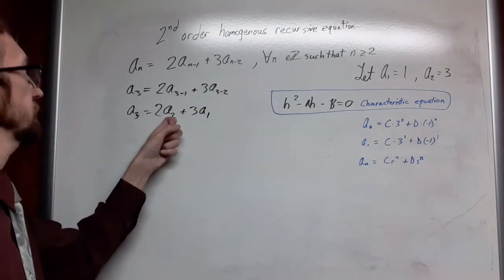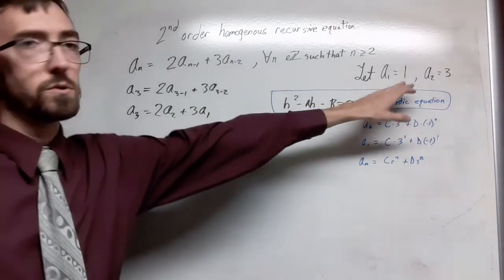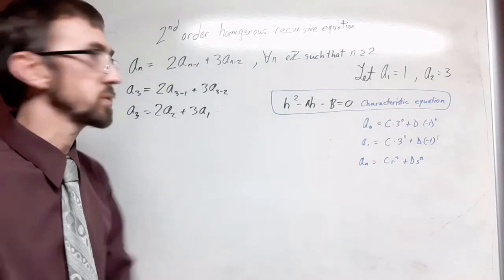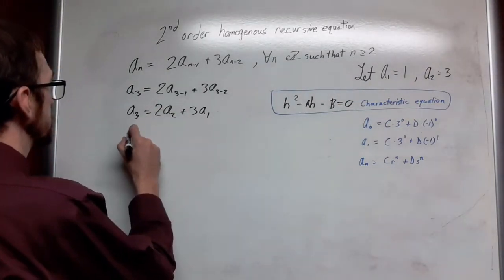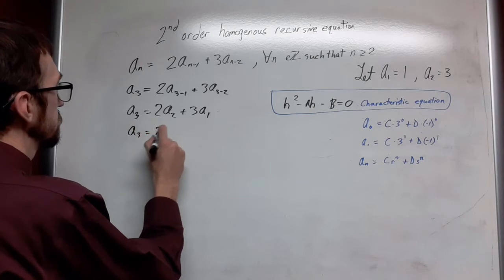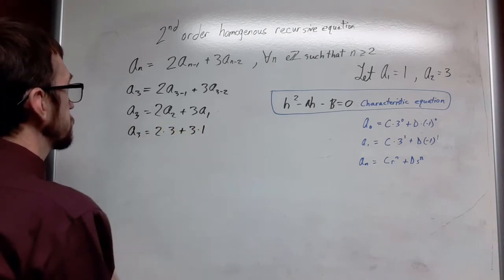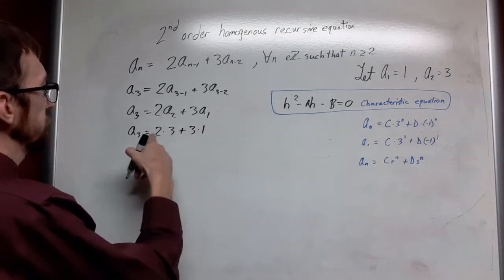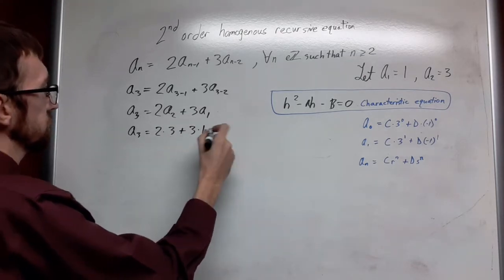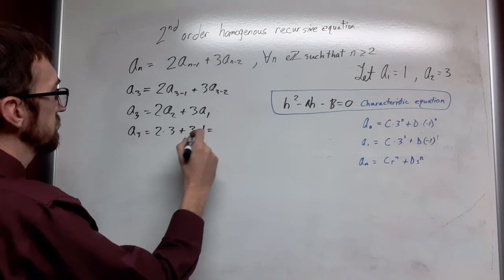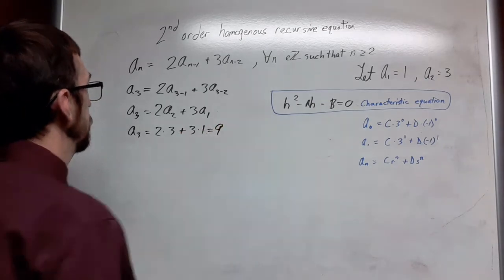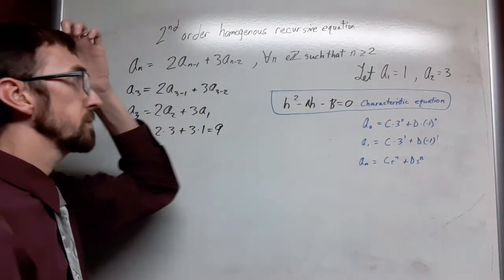So I have a sub 2 here and a sub 1 here. Those were my givens. Those were my initial conditions. So I'm going to plug those in here, and then I'm going to simplify this. So I have 6 plus 3 is 9. So my third term is going to be 9.